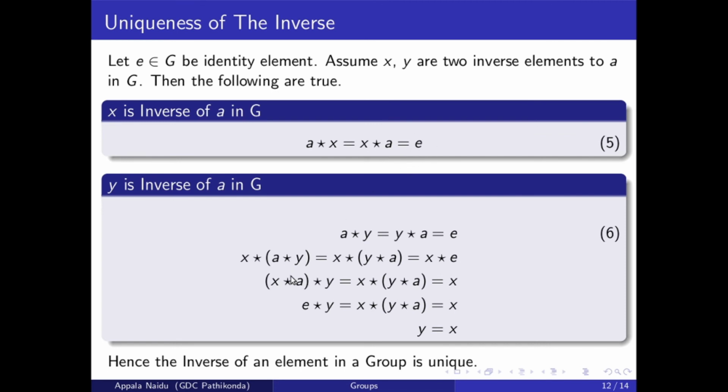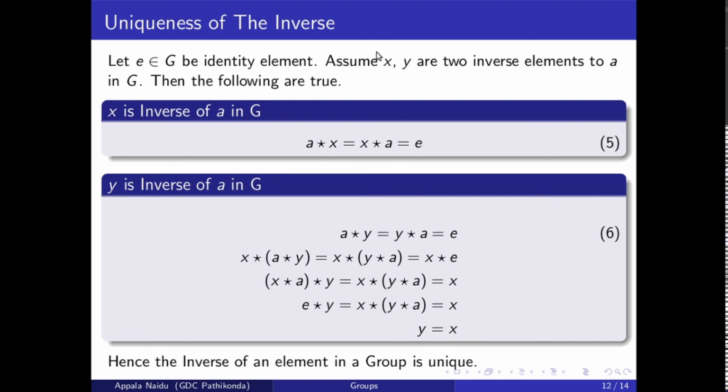So now substitute the identity in place of x star a. So that is x star a equal to e. So this will give e star y is equal to, the center one we don't change, x. Since e is the identity, e star y is y. So y is equal to x.